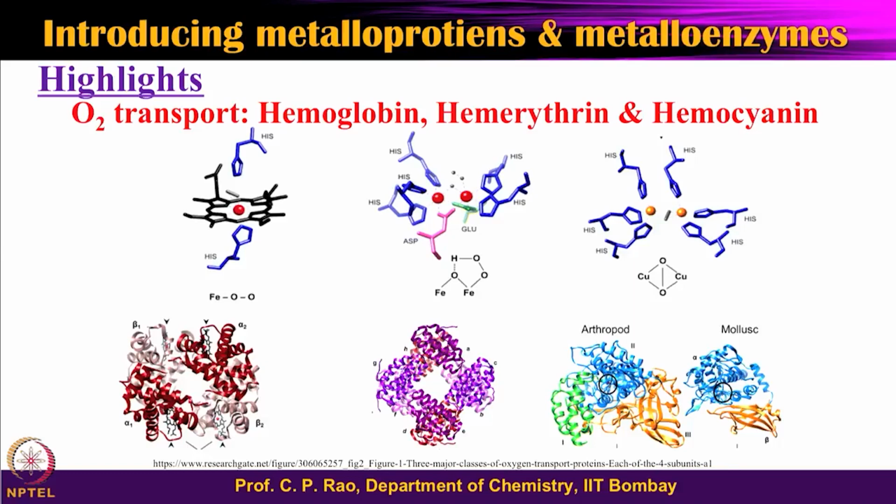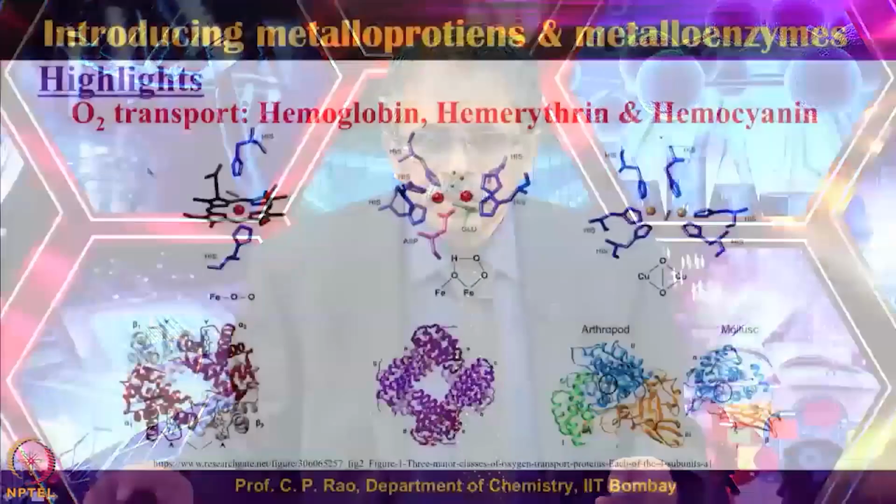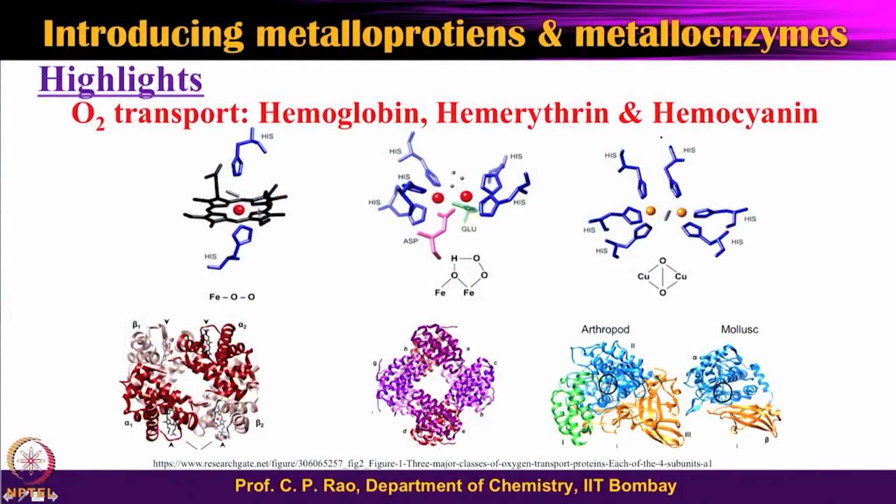I have tried to compare transport of oxygen with respect to the storage of oxygen by myoglobin, and then I compared the hemoglobin with the hemerythrin and the hemocyanin, which is in invertebrates and which is in molluscs. So, therefore, you have the hemoglobin with the porphyrin, and these are two non-porphyrin with the two iron ions and two copper ions.